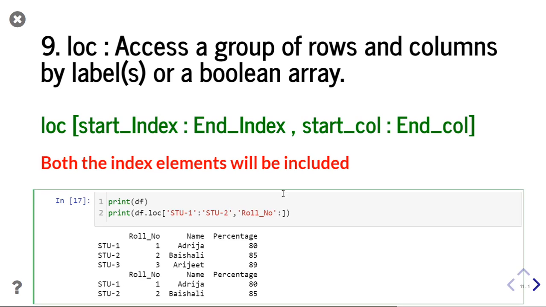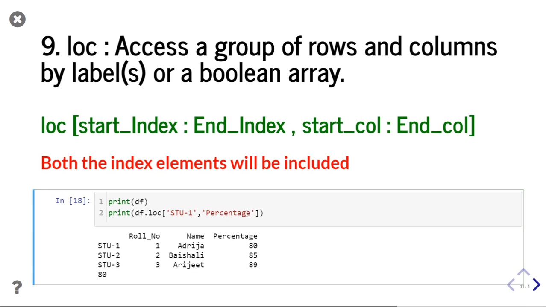Now let us make some changes. I want only student 1 row and I want only percentage column. If I run it, you can see it is giving 80. Starting my student row only, student index only, and percentage. So it is giving 80.